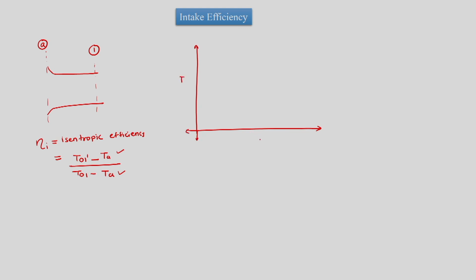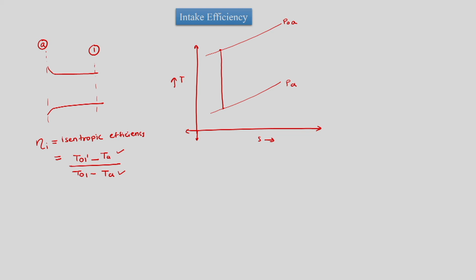This can be well understood if we plot the TS diagram for the intake. So this is the T and S axis. So we are here at state A. So we are here at PA. At PA we have total pressure which is P naught A.